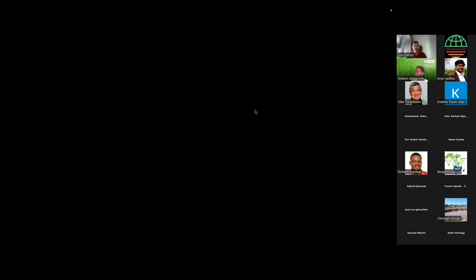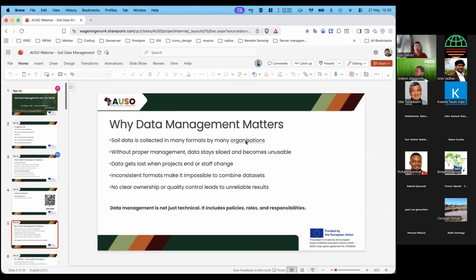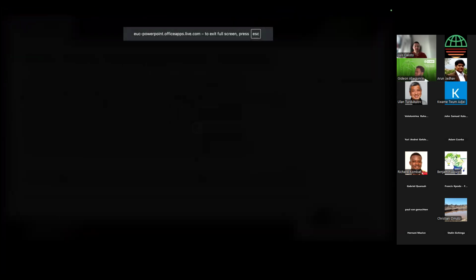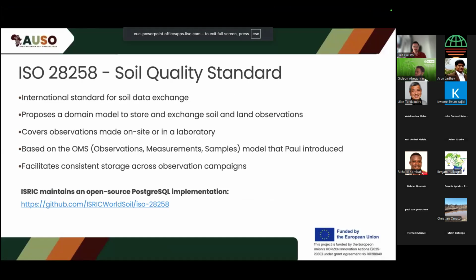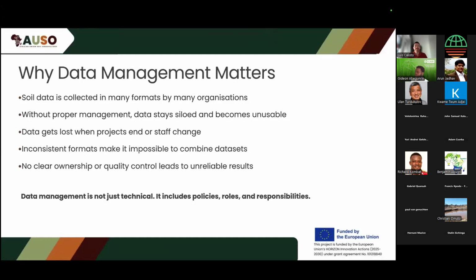Data can get lost when projects end. Probably many of you already realize that we have a project, we collect data, and the project finishes, and now what? Where is the data from the project? This happens in many different projects. Data get lost after the end of the project.